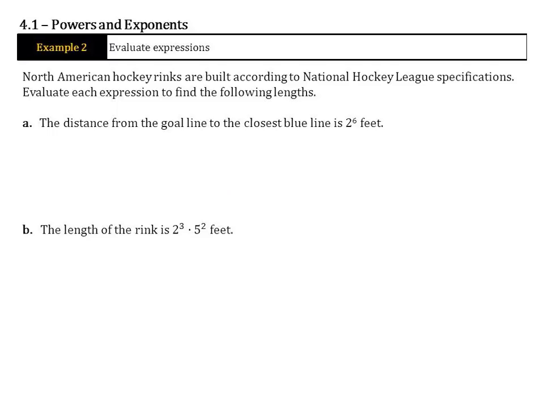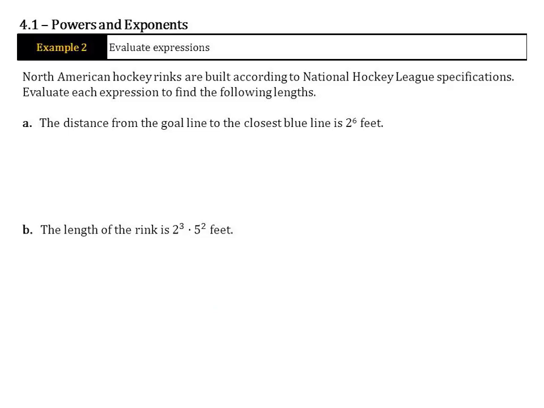In our first example, we took repeated multiplication to write it as an exponent. Now, we need to take our exponent notation and write repeated multiplication to help get us our answer. North American hockey rinks are built according to the National Hockey League specifications. Evaluate each expression to find the following lengths. In A, the distance from the goal line to the closest blue line is 2 to the 6th feet.